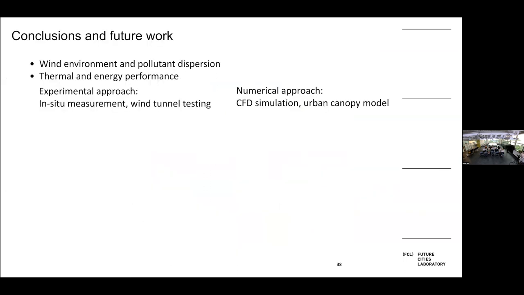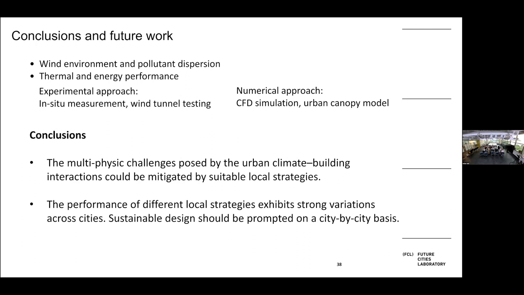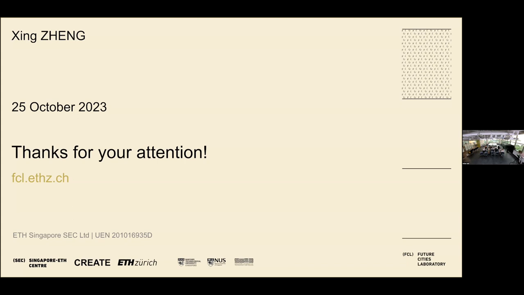So in the end, I want to summarize my presentation. I talked about the wind environment and pollutant dispersion. I talked about thermal and energy performance. It involves different research approaches: experimental approach and numerical approach, including wind tunnel tests, computational fluid dynamics simulation, and urban canopy model simulation. And the conclusion: first, the multi-physical challenges posed by urban climate and building interaction could be mitigated by suitable local strategies. Secondly, the performance of different local strategies exhibits strong variation across cities. Sustainable design should be promoted on a city-by-city basis. Okay, thank you for your attention. That's my presentation. Feel free to ask me.